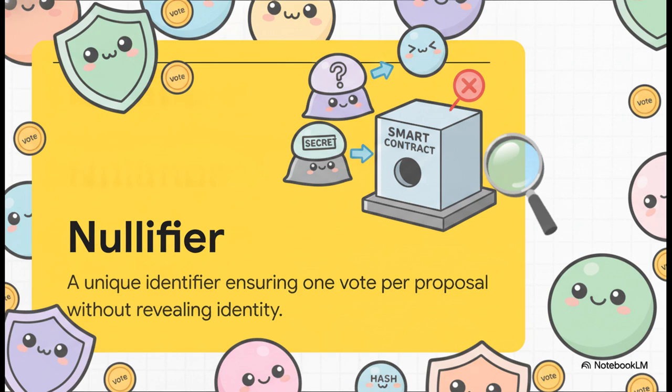Think of the smart contract like a blindfolded bouncer at a club. When it processes this unique hash, it simply checks it off a list. If that same person tries to vote again on the identical proposal, the bouncer feels that exact same hash and immediately turns them away. It flawlessly enforces the one vote per proposal rule without ever knowing who is actually standing at the door. It's kind of amazing.